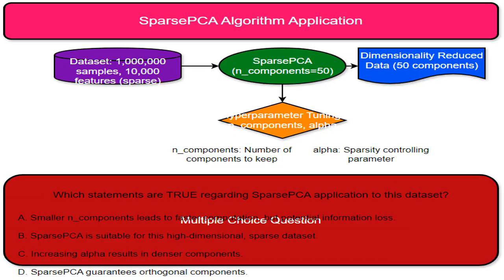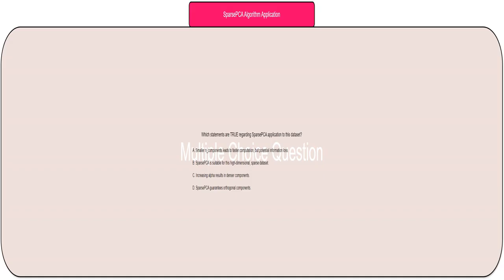This is false. The ALPHA parameter controls the sparsity of the components. A higher ALPHA value actually makes components sparser, more zero values. This is false. Unlike standard PCA, SparsePCA does not guarantee that the resulting components are orthogonal, meaning they are at right angles to each other in the data space. The focus is on sparsity, so orthogonality is often sacrificed for that benefit.